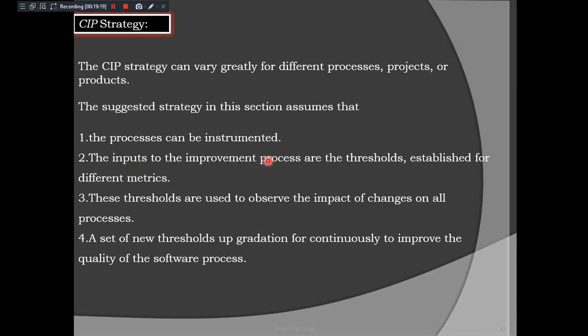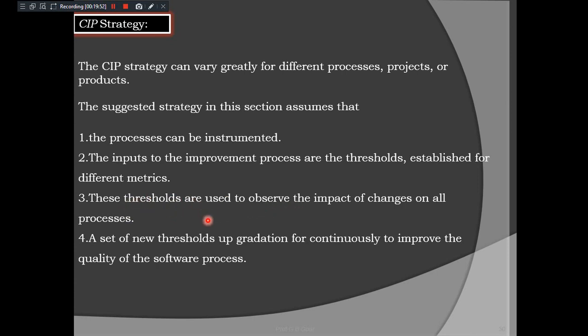The inputs to the improvement process are the thresholds, we know that, established for the different metrics. Each process has its own unique threshold and unique metrics. Based on that, its objectives will be decided and thresholds will be decided. It doesn't mean that all the processes should have the same threshold and same performance parameters and objectives. They will vary based on the functioning or duties of each of the processes. Okay, so these thresholds are used.